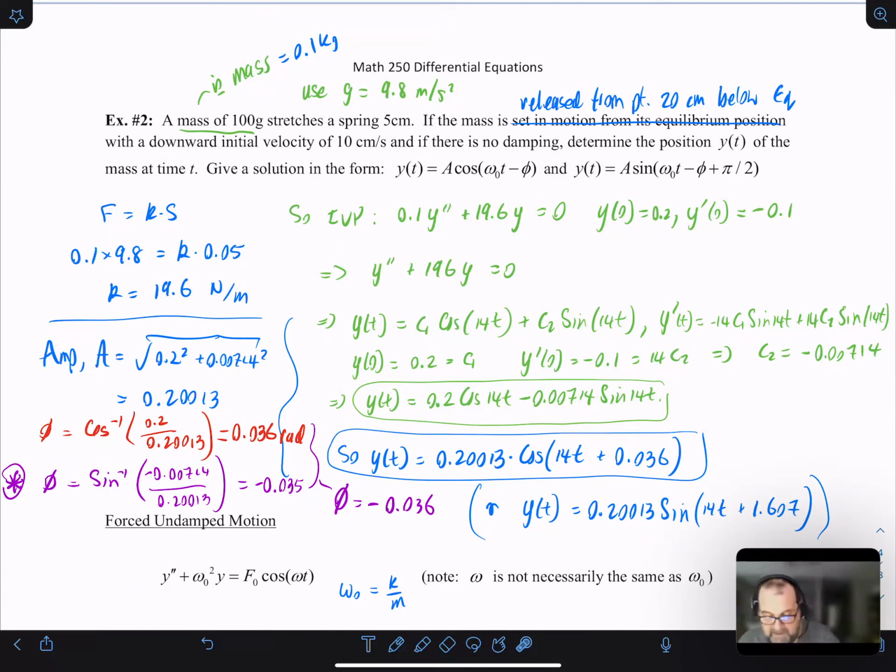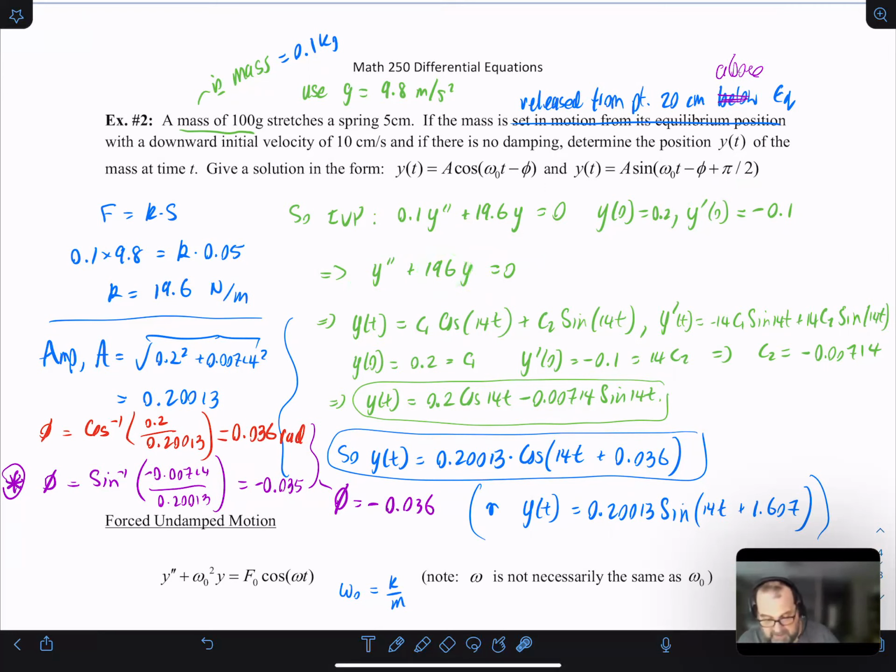A mass is released from 20 centimeters. It says below there, but I think I have above and down below. I have it as being plus 20 centimeters. So let me fix that real quick. This should be above. And then we have a downward velocity imparted to it of 10 centimeters per second, which is negative 0.1 meters per second. So again, this is a fairly easy second order DE to solve.